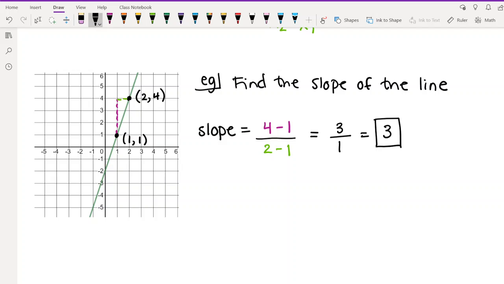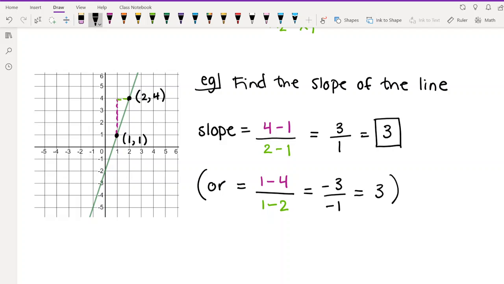But what I just wanted to say here is that it doesn't matter which order you subtract the coordinates in, as long as you're consistent. So if instead you had done 1 minus 4 over 1 minus 2, initially it's going to look different because you would get negative 3 over negative 1, but then that still simplifies to being 3. So it doesn't matter what order you do it.